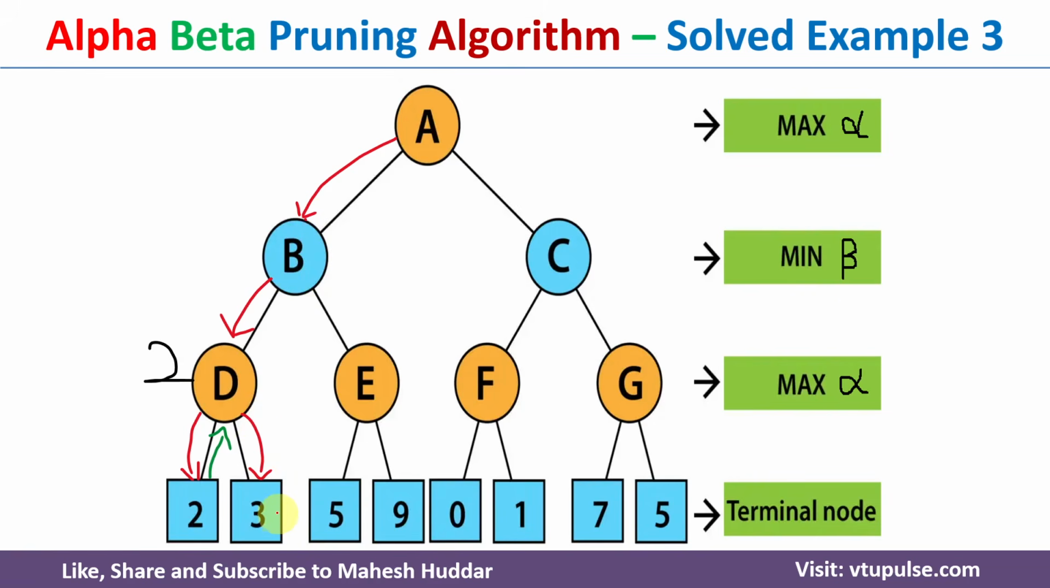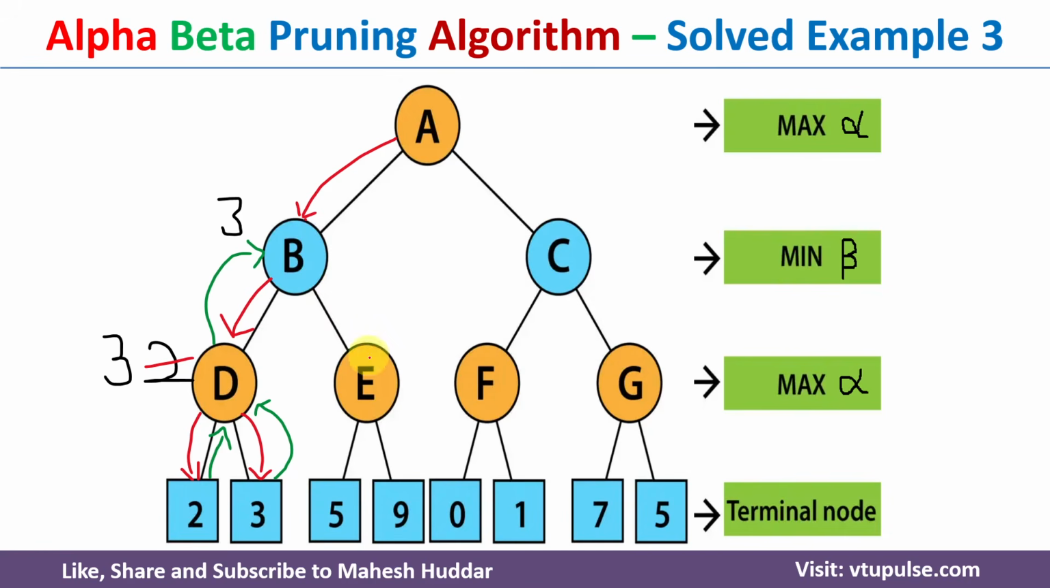Now we need to back propagate this 3 to node D. But D is in the maximum position, that is alpha. Alpha will contain the maximum value only. So between 2 and 3, we need to select the maximum value, which is 3. So the D value will be 3. And this 3 value will be back propagated to the parent node, that is, to the B node. So now the B value will be 3.